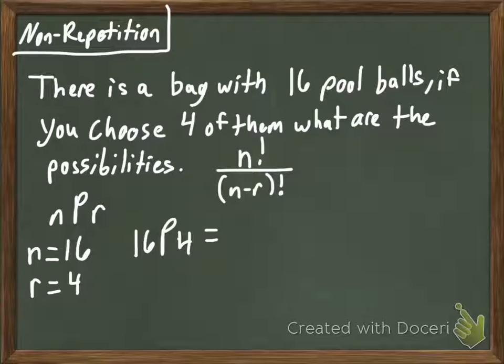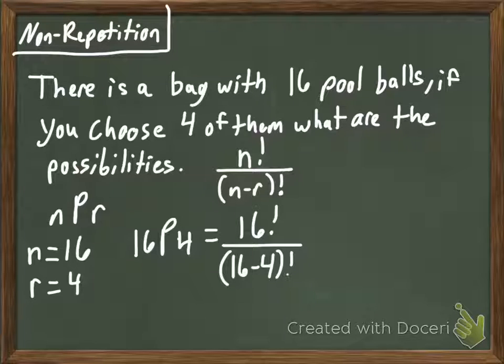So we have 16 factorial over 16 minus 4 factorial. Do some simplification: 16 factorial over 12 factorial. And here's the nice thing about this. We don't have to work this all out and then put that in the calculator.